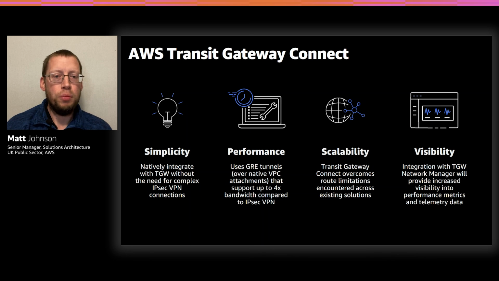Because we're building on top of Transit Gateway Connect, on top of Transit Gateway, we get the benefits of the scale, the performance, the high availability that Transit Gateway offers. And we can overcome some of the route limitations that are encountered across existing solutions, and also some of the performance issues around existing solutions. And because of our integration with things like AWS Network Manager and third-party SD-WAN solutions, we get high visibility into the way this branch network is configured, the way the SD-WAN cloud is configured, and also visibility into those performance metrics and telemetry data.